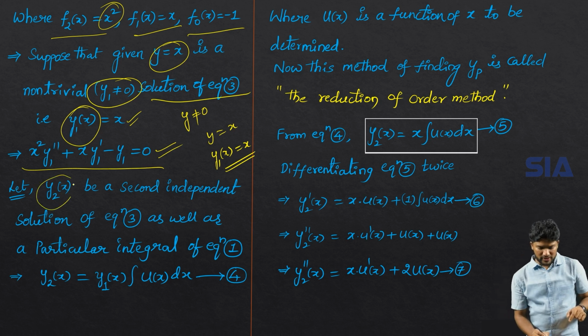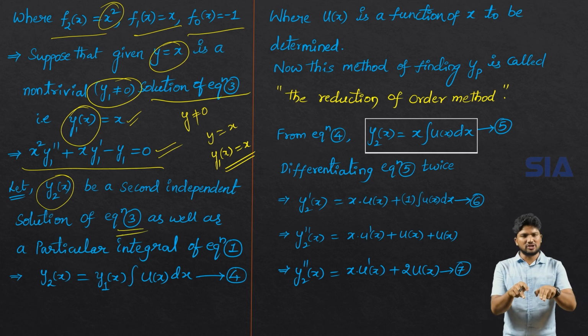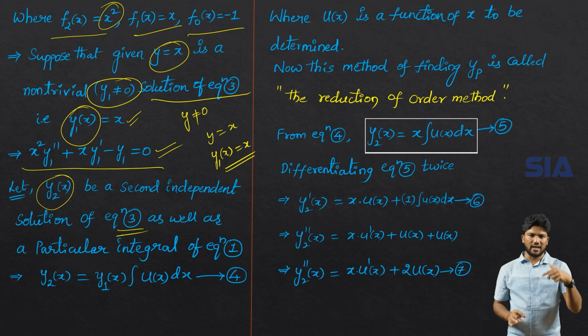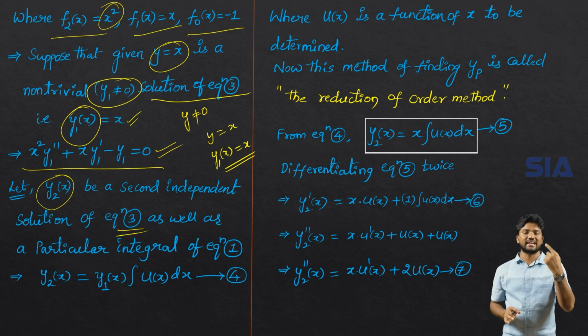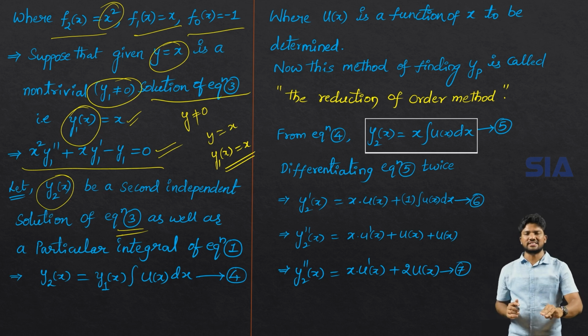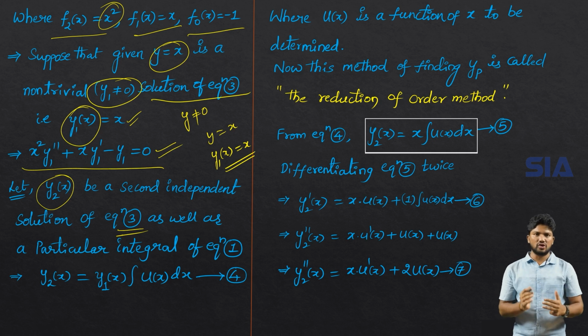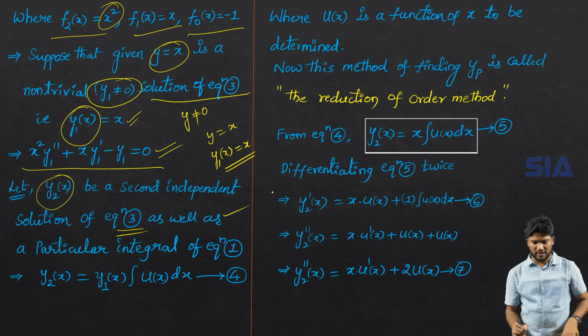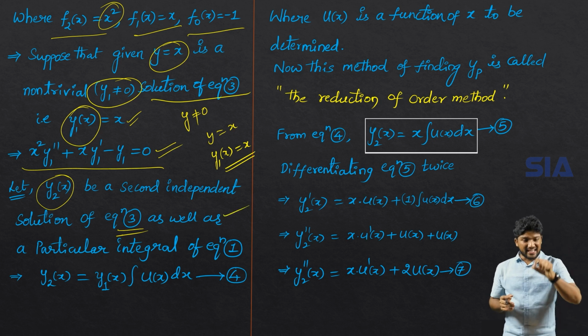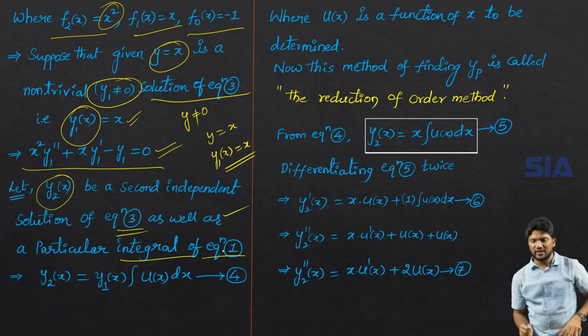Now let y suffix 2 be a second linearly independent solution of equation number 3. Why? Because for every homogeneous differential equation, all solutions are linearly independent solutions. Already we have taken that second solution, because it is a second order equation. There are two solutions, like a quadratic equation has two roots. So here also, for a second order differential equation, there exist two solutions. The first solution, in the problem they mentioned clearly, y1 is equal to x. The second solution we are assuming, y2, is a second linearly independent solution of equation number 3, as well as the particular integral of equation number 1.